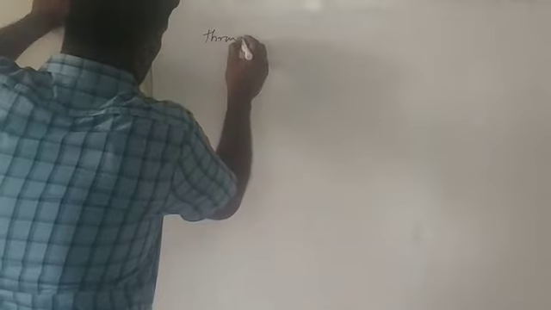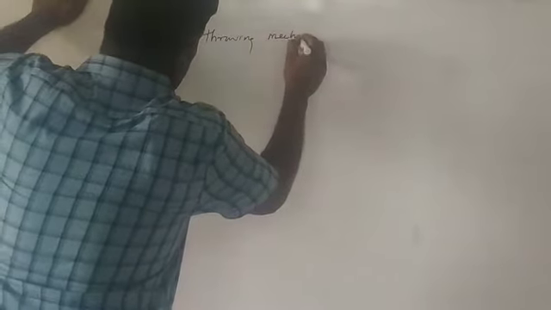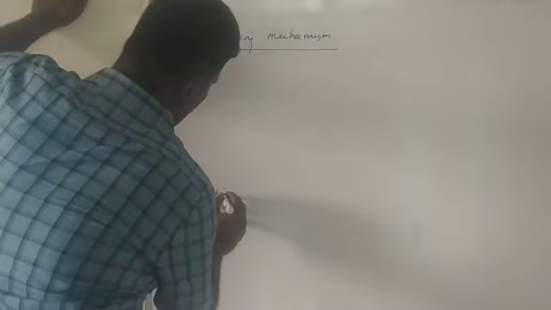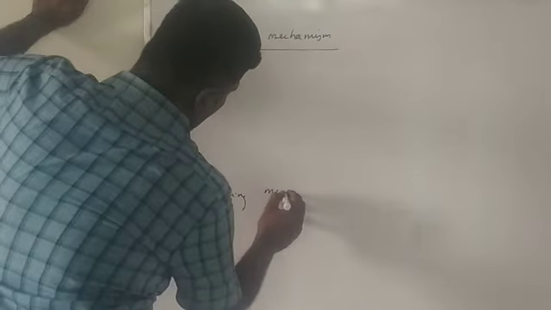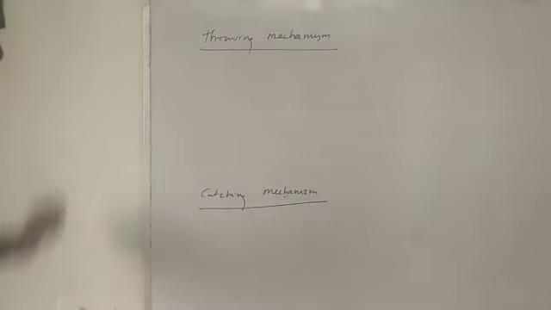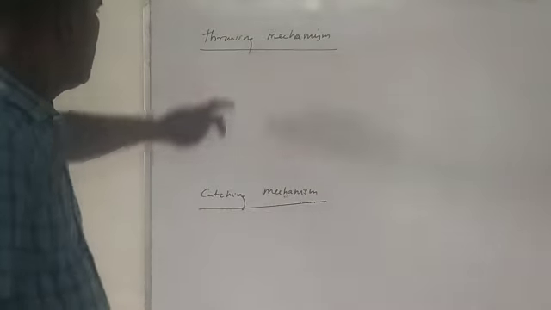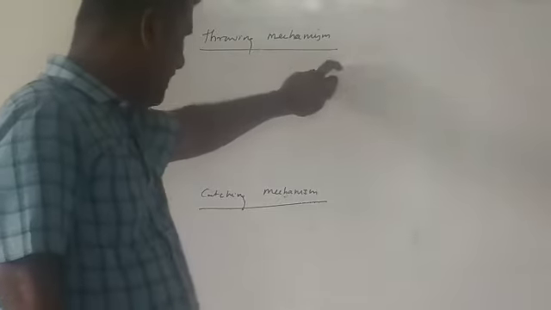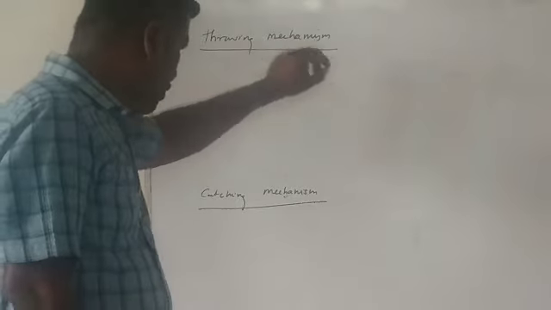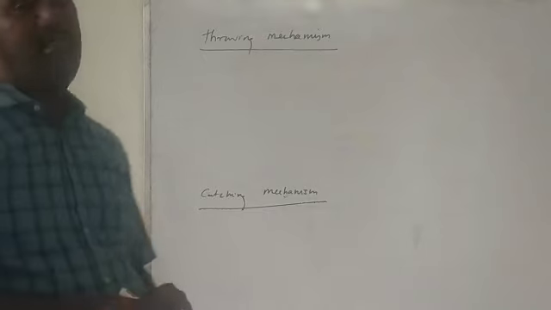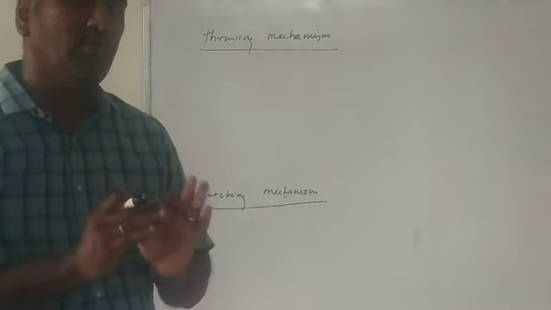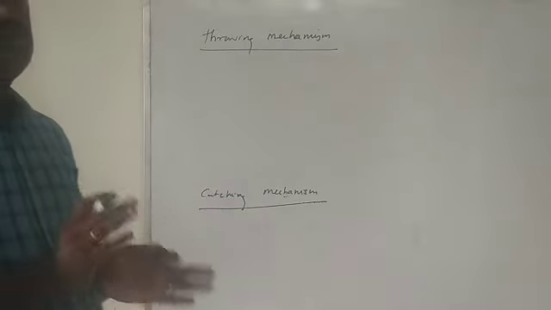Throwing mechanism and catching mechanism. When an exception is encountered, it is thrown using the throw statement. The exception encountered is thrown by the throw statement.